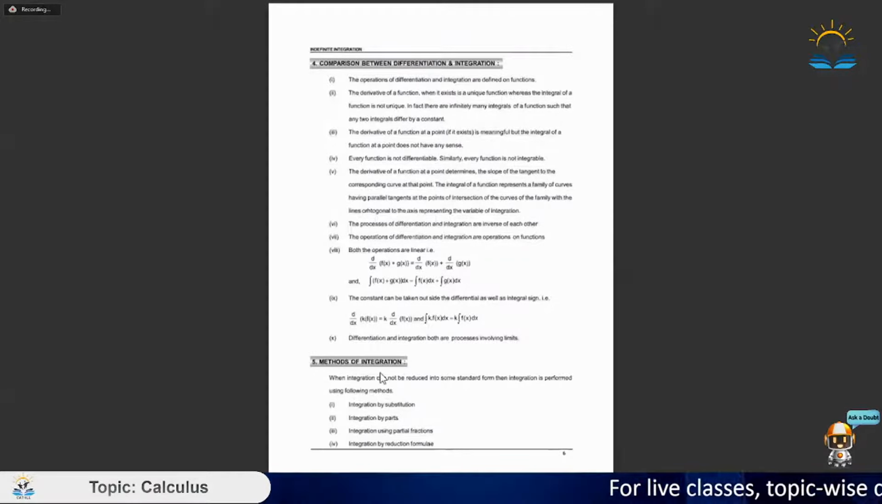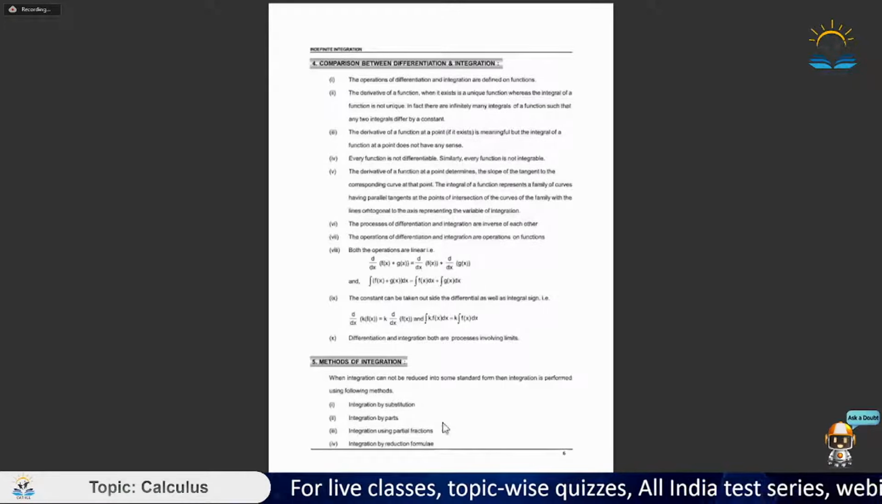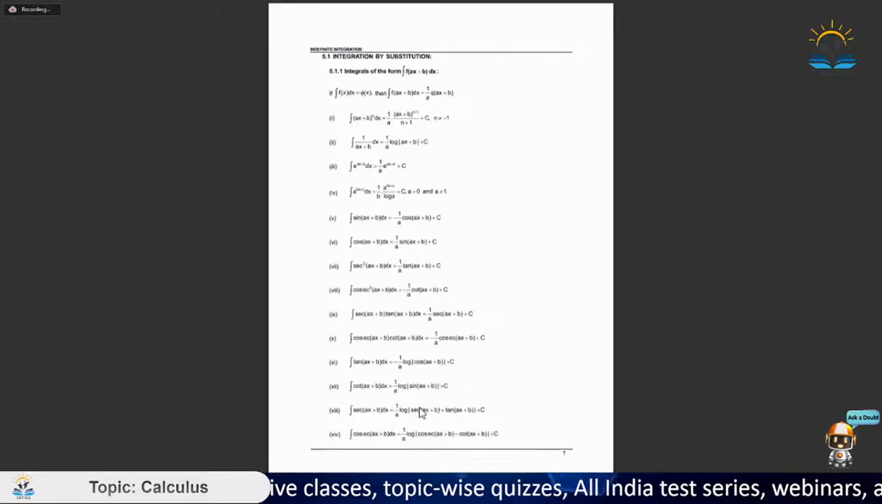Now let us see methods of integration: integration by substitution, integration by parts, integration using partial fractions, and reduction formulas. So we will see these all one by one. What is meant by integration by substitution?